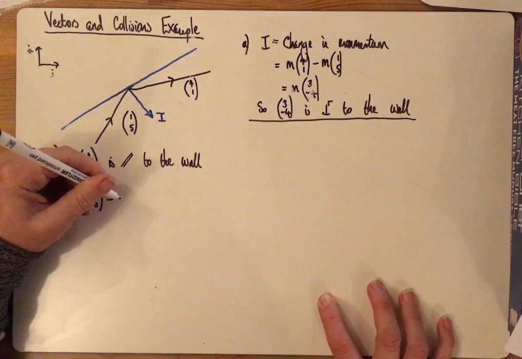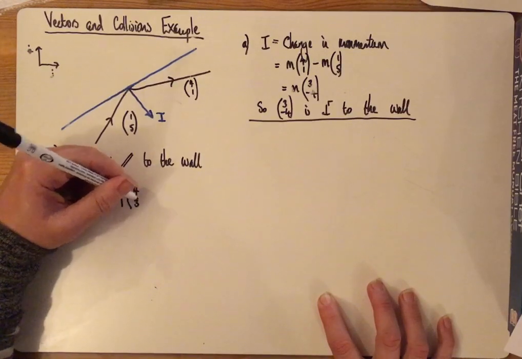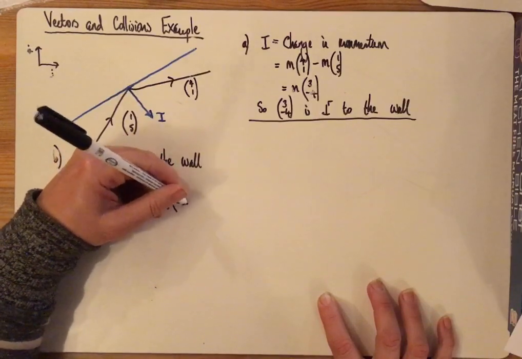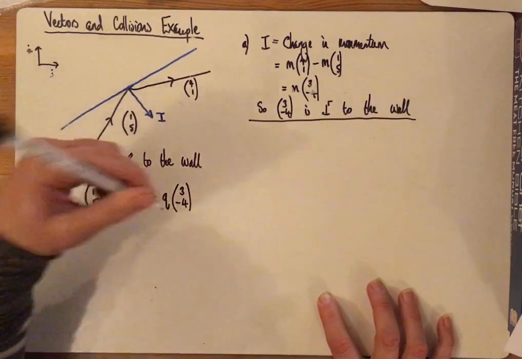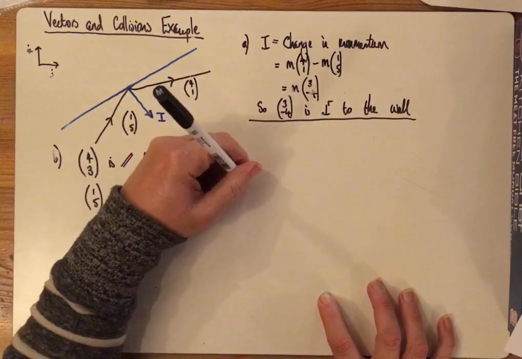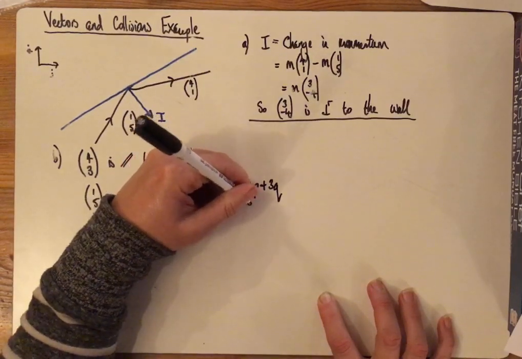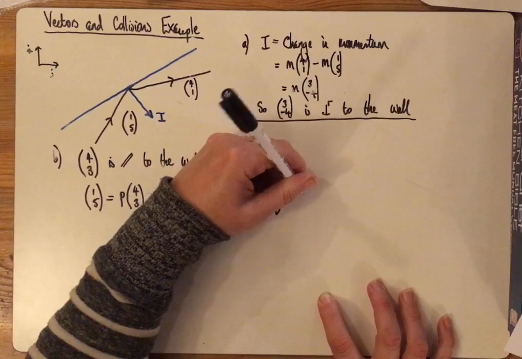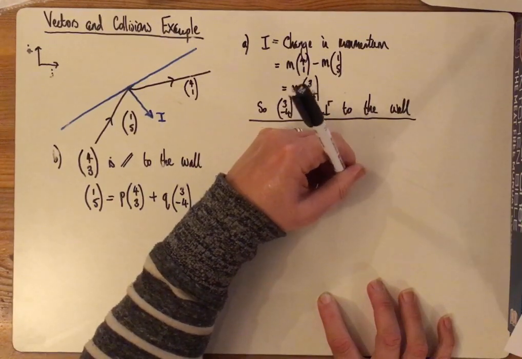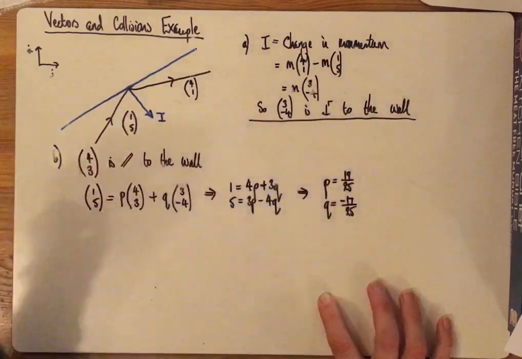So (1, 5) is going to equal p lots of (4, 3), which is the parallel vector, plus q lots of (3, -4), which is my perpendicular vector. So I'm just splitting it. And then you've got two simultaneous equations: 1 is equal to 4p plus 3q, and 5 is equal to 3p minus 4q. Whack that into a calculator. p is equal to 19 over 25, and q is equal to minus 17 over 25.